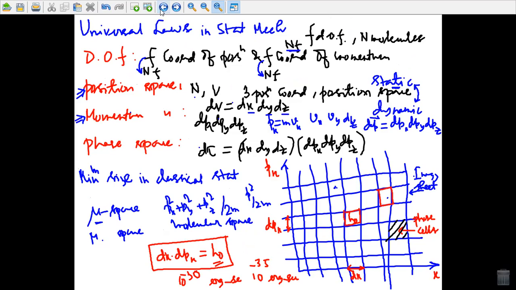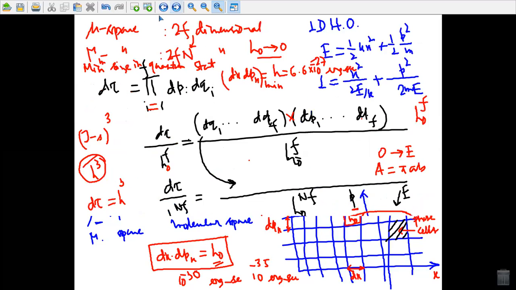We see that the assumption of dx dpx equals h is now consistent with the Heisenberg uncertainty principle, given by dx dpx minimum equals h, which is the value of 6.6 times 10 to the power minus 27 erg second, or 10 to the power minus 34 joule second. According to this relation, dx dpx is of the order of h, dy dpy is also of the order of h, and dz dpz is h. Therefore, dx dpx, dy dpy and dz dpz is of the order of h cube.